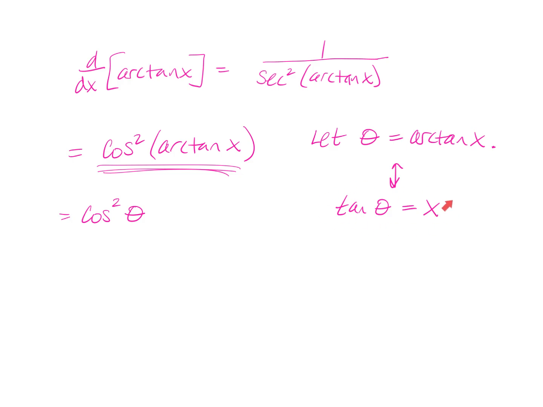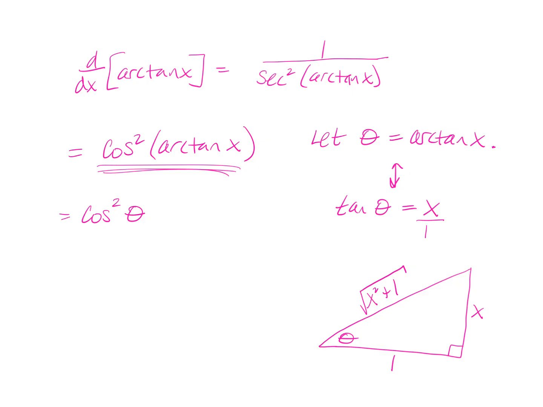And I could draw a picture. If tan theta is x, let's call that x over 1, and I'm going to draw a right triangle and put theta in it. And tangent, remember, is opposite over adjacent. So I'm going to call the opposite side x and the adjacent side 1. And that means that the hypotenuse, I could use the Pythagorean theorem, and I would have 1 squared plus x squared equals c squared. So c is the radical of x squared plus 1.